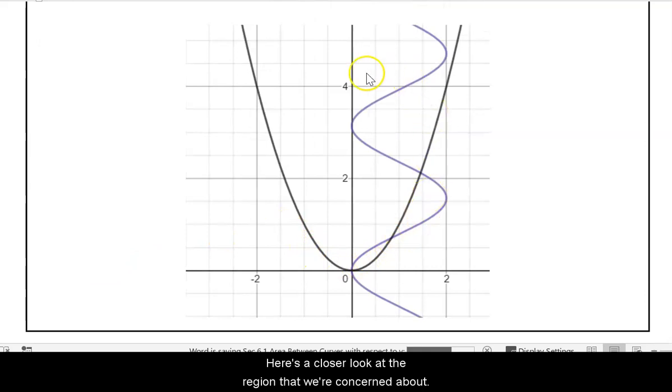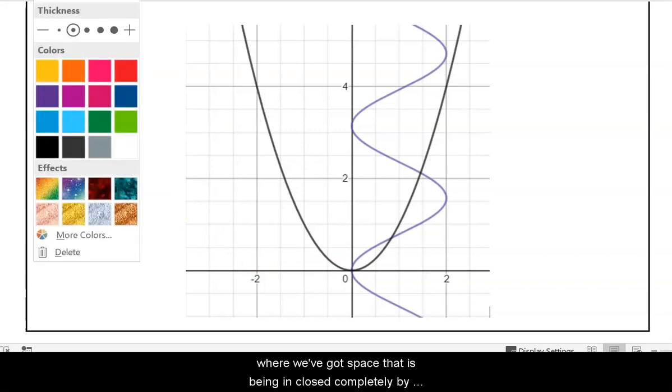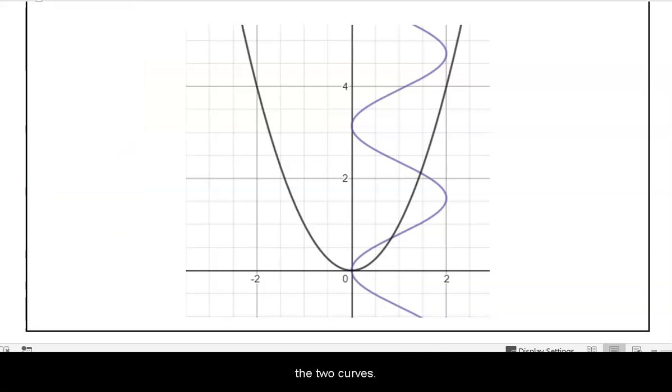Here's a closer look at the region that we're concerned about. You'll see that there is in fact a gap. This will not hold water. If you pour it in here, that water's going to come gushing out that gap. It's not going to turn into a swimming pool. On the other hand, this region here will be a swimming pool, as will this tiny little region here. Let me shade in the regions so that you can see exactly where we've got space that is being enclosed completely by the two curves.